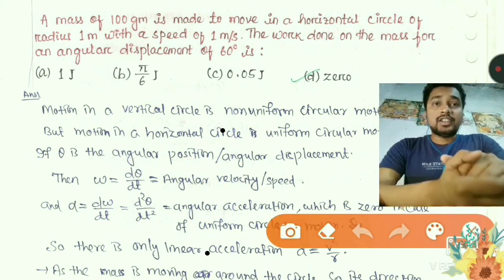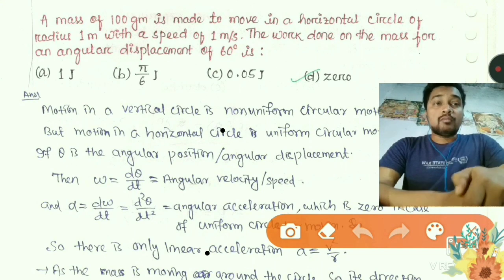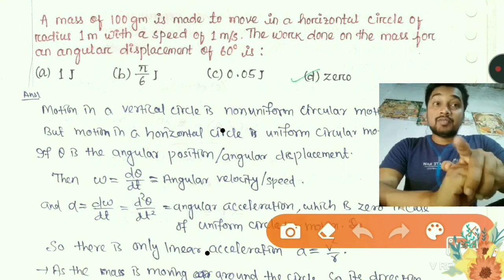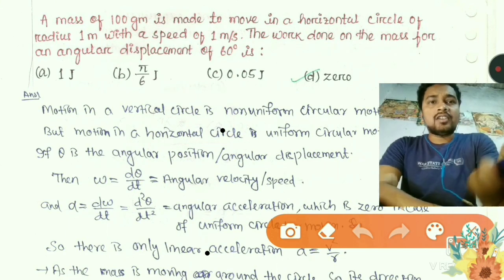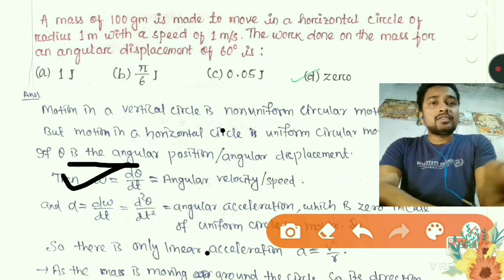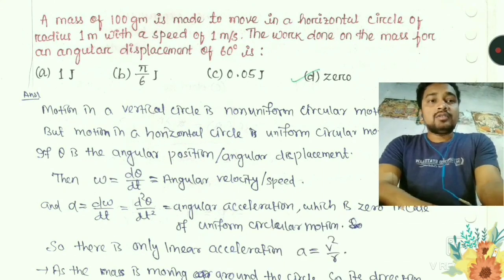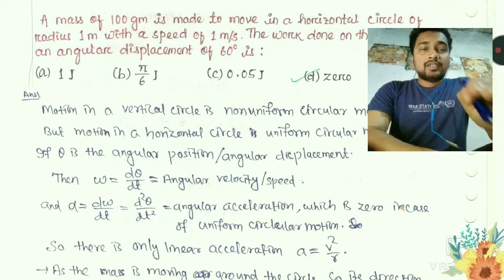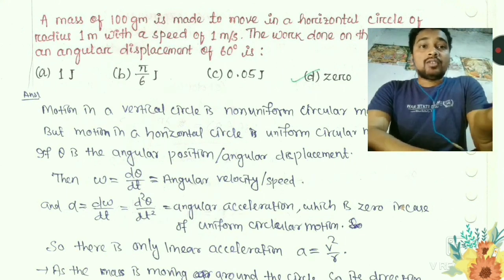We know that motion in a vertical circle is non-uniform circular motion, but motion in a horizontal circle is uniform circular motion. If theta is the angular position or angular displacement, then the angular velocity omega is d theta by dt. And the angular acceleration alpha equals d omega by dt, or d square theta by dt square. In the case of circular motion in a horizontal circle, as given in the question, the angular acceleration becomes 0, which is the case for uniform circular motion. So there is only linear acceleration, that is a equal to v square by r.